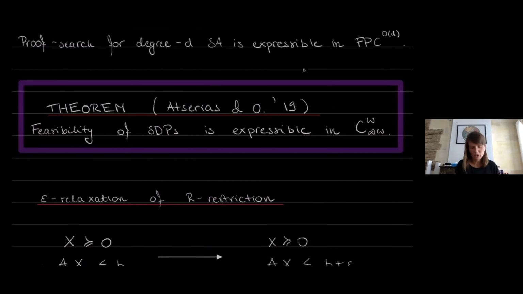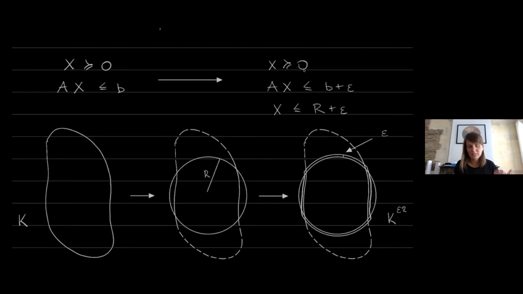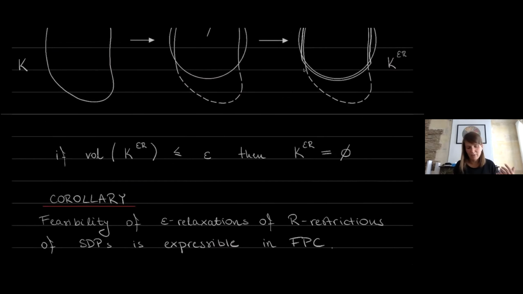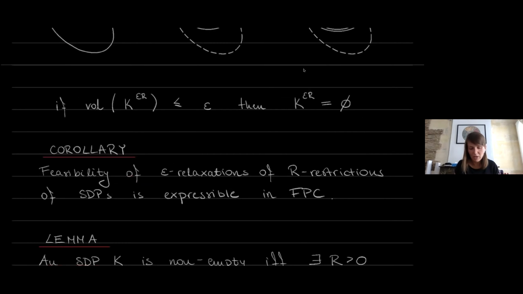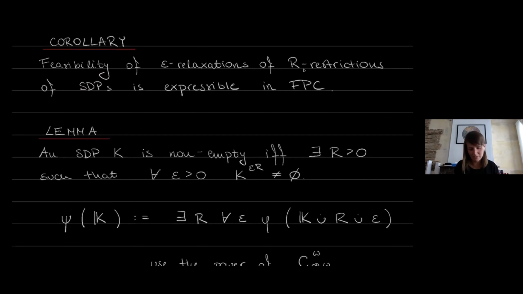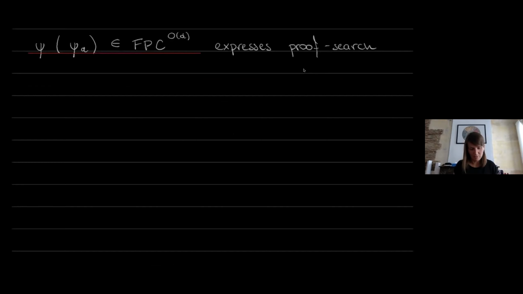And then, I'm not going to show this, but the fact that feasibility of SDPs is expressible in this infinitary logic: we basically need to define some version which is explicitly bounded and full dimensional, and then we use the fact that we have those infinite conjunctions and disjunctions in infinitary logic to somehow implement the quantification. So an SDP is non-empty if and only if there exists an R such that for every epsilon, a bounded version of the problem and slightly, an epsilon ball around the bounded version of the problem, is non-empty, and this can be expressed using the extra power that is given to us by the infinitary logic. Okay, so I discussed this before.